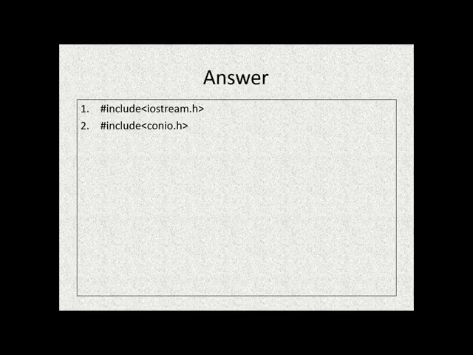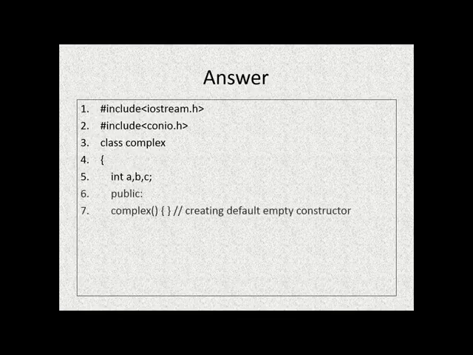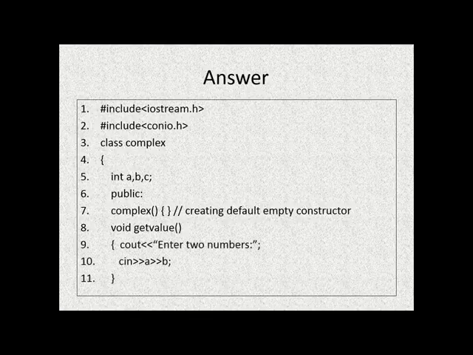First we need to write the header files, that is iostream.h and conio.h. Then I am declaring a class complex. In this I am declaring three variables a, b and c, where a is my first number, b is my second number, and c is where I will store the sum of two numbers. Then I am declaring a constructor having the same name as the class name. Then I am declaring a member function of the class, get value, which will ask the user to enter two numbers, that is a and b.